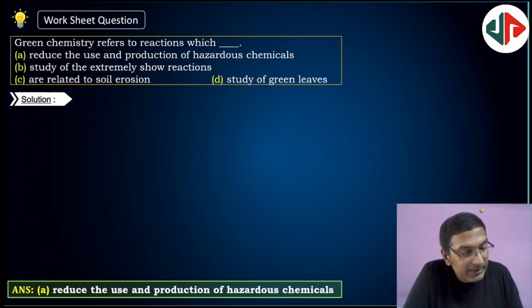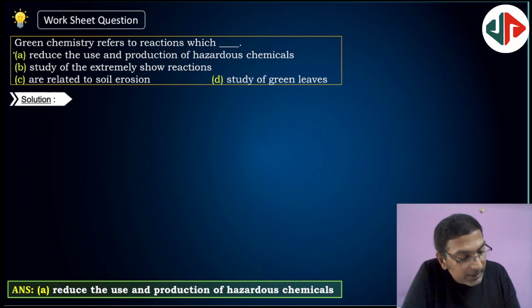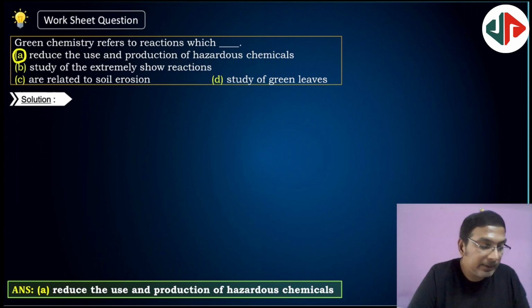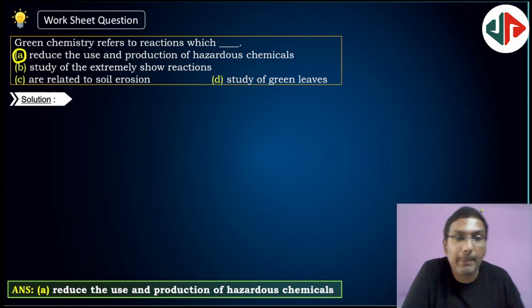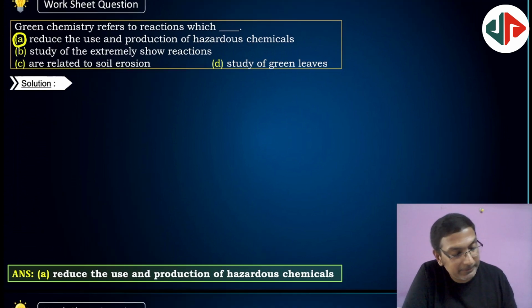So green chemistry refers to the reaction which reduces the use and production of hazardous chemicals. That means dangerous chemicals. Just a definition only. So option A. Green chemistry refers to reactions which reduce the use and production of hazardous chemicals. Definition of green chemistry. Next.